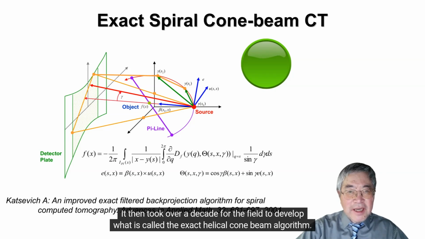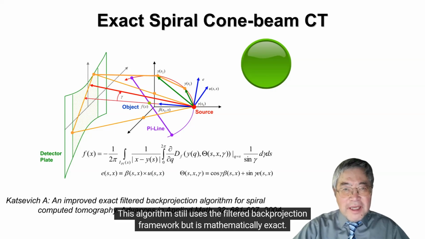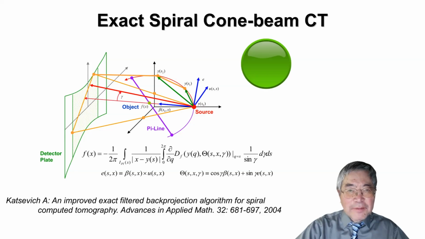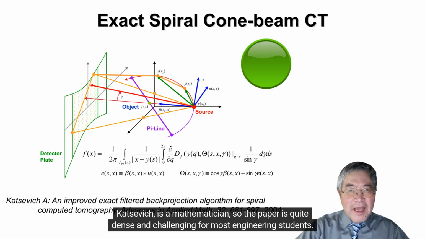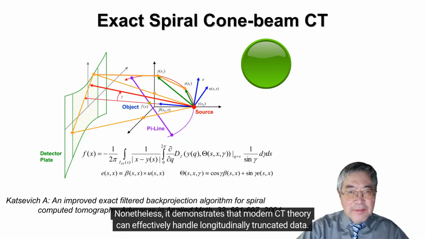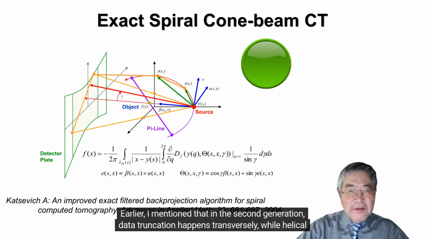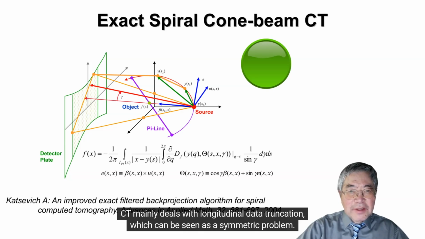It then took over a decade for the field to develop what is called the exact helical cone beam algorithm. This algorithm still uses the filtered back projection framework but is mathematically exact. The author, Dr. Katsevich, is a mathematician, so the paper is quite dense and challenging for most engineering students. Nonetheless, it demonstrates that modern CT theory can effectively handle longitudinally truncated data. Earlier, I mentioned that in the second generation, data truncation happens transversely, while helical CT mainly deals with longitudinal data truncation, which can be seen as a symmetric problem.